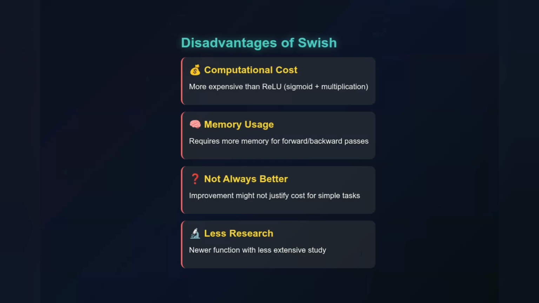Now, let's be honest about the downsides. Computational cost. Swish requires computing both the sigmoid function and a multiplication, making it slightly more expensive than ReLU. Memory usage. The sigmoid computation requires more memory during both forward and backward passes. Not always better. For simpler tasks or smaller networks, the improvement might not justify the extra cost. Less studied. We have decades of research on ReLU, but Swish is relatively new.